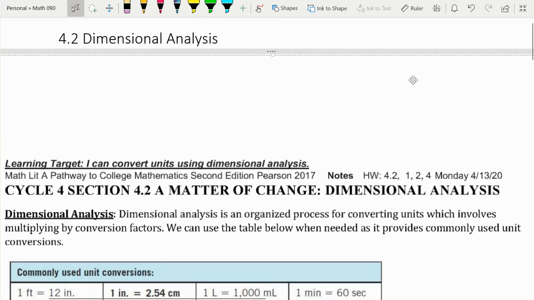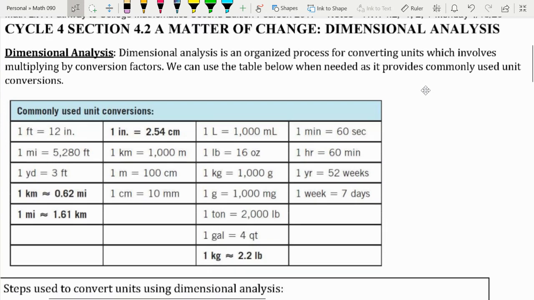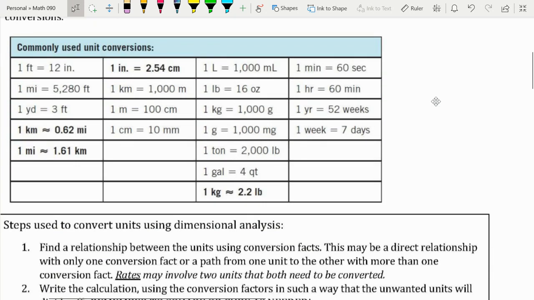All right, guys. So here's cycle 4.2. We're going to be doing dimensional analysis, and all that means is we're just converting stuff. We're going to be doing a whole lot of converting here. Some are going to be a little bit easier than others. I'm going to try to help you and guide you through all of that.